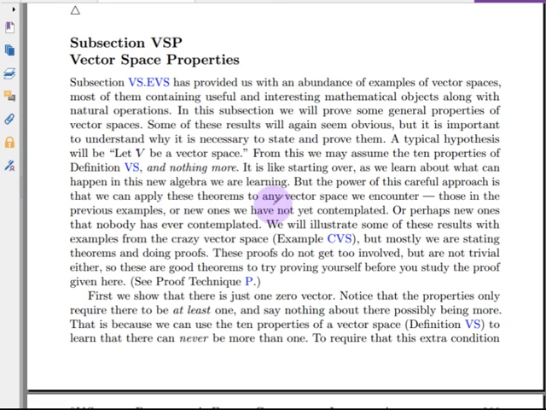Okay, so now we've talked about vector spaces and given some examples of vector spaces. Now we want to investigate some vector space properties. Vector space properties are statements that are true for any vector space. So what we're going to show in this section, they're true for all of the examples of vector spaces that we've seen so far.